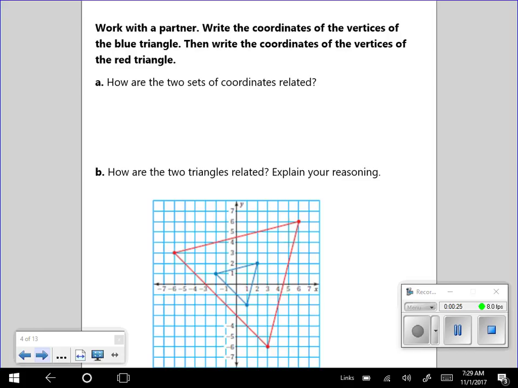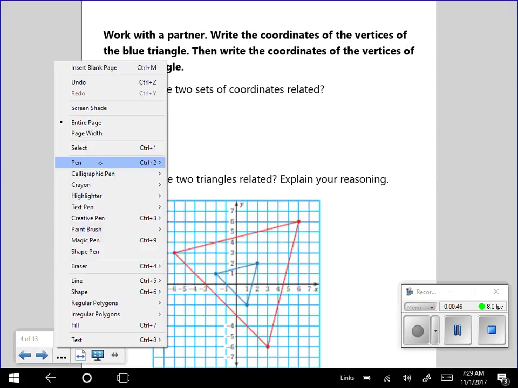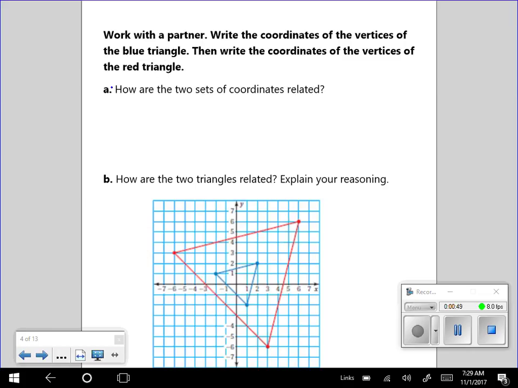This is on page 45. So it says work with a partner. If you're working with a partner, that's great. If not, you can work on your own, but write the coordinates of the vertices of the blue triangle, and then write the coordinates of the vertices of the red triangle. Then answer A and B. See if you can figure out how the two sets of coordinates are related and how the two triangles may be related. And see if you can explain your reasoning.